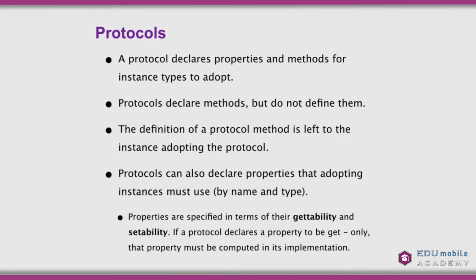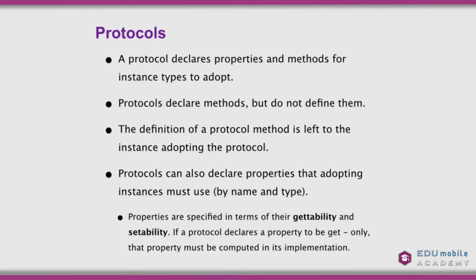Now we're going to talk about protocols. Kind of a big topic, but we can boil it down to some simple, achievable steps. First of all, a protocol declares properties and methods for instance types to adopt. It doesn't define them. Protocols declare methods, but don't define those methods. The definition of a protocol method will be left to the instance that adopts the protocol. So an instance adopting the protocol will contain what happens in the method between the curly braces.